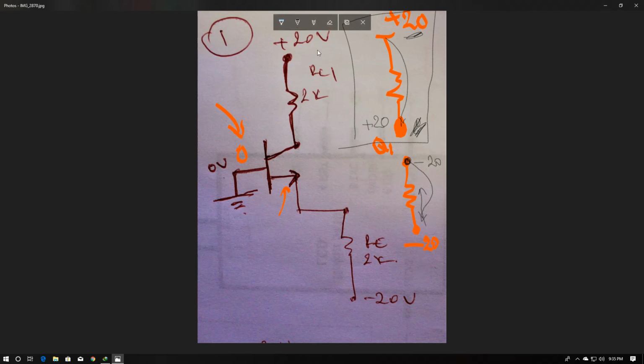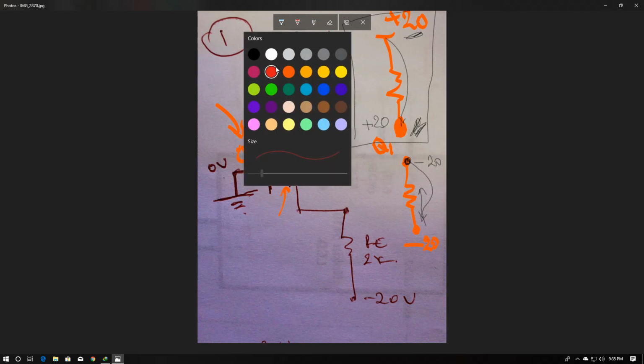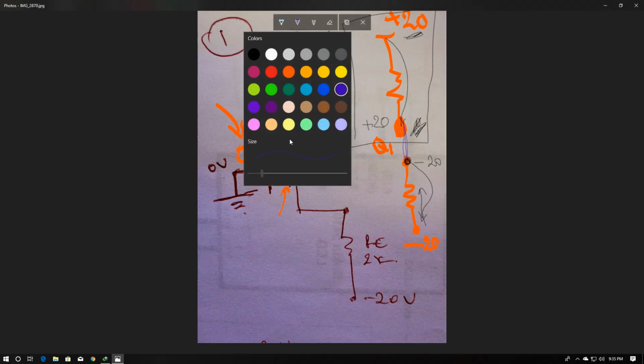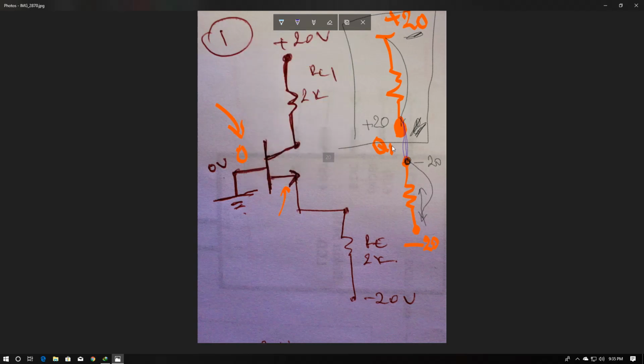Yes, you do. Now, as soon as I, let me go to blue. Now, as soon as the transistor starts conducting, I switch on the transistor. Now, this part is connected. Hold on, I need something thicker. As soon as the transistor starts conducting, this part will be closed, isn't it?